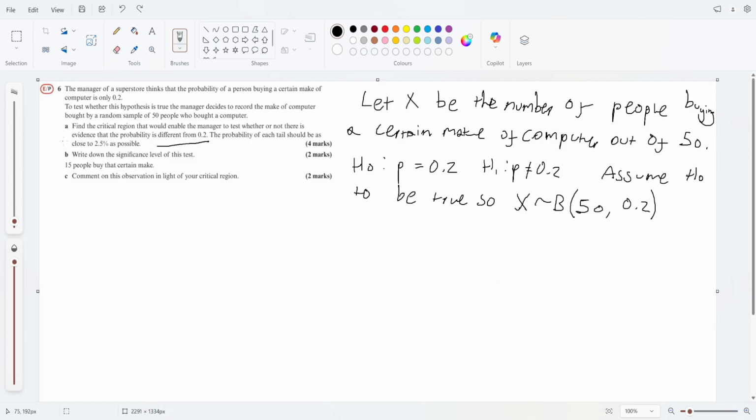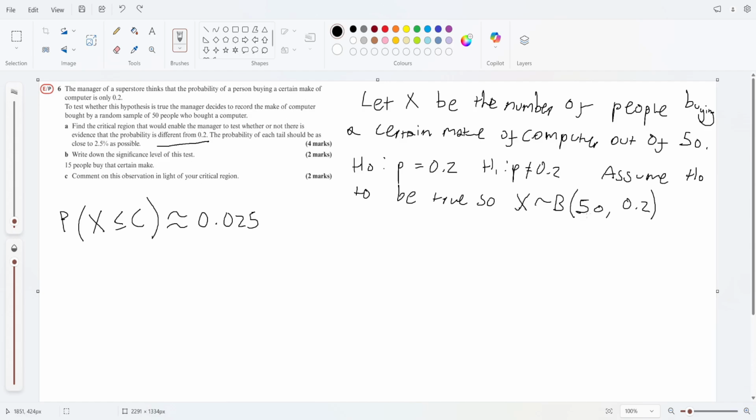So because I'm doing critical regions now, and it wants me to find the probability of each tail as close as possible to 2.5%, I'm going to set up this probability here. That probability that X is less than or equal to C is going to be approximately equal to 0.025. If this was a one-tailed test, then I would do either a greater than or less than symbol here. So make sure you rearrange correctly with those if you do have that. But here is a two-tailed test, so we have to find two critical regions. So now we have to go to our formula book to find the distribution chart.